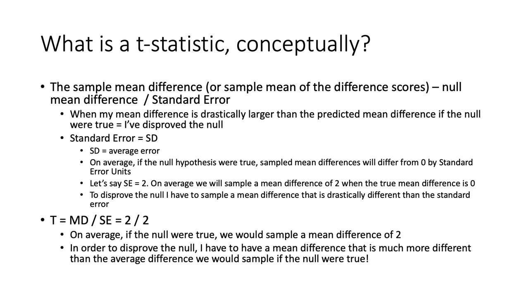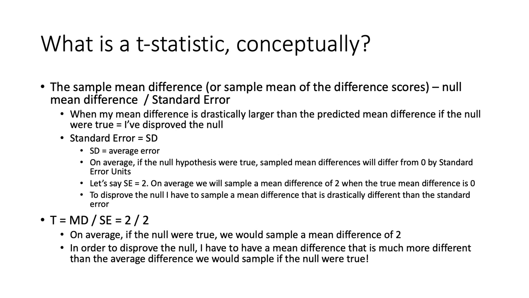Well, let's look at the formula. It's just the sampled mean difference, which is equivalent to the sample mean of the difference scores, minus the null mean difference. So if we want to disprove the null, we know we have to have a sample mean difference that is drastically different than the predicted mean difference if the null were true. We divide that difference, our sampled mean difference minus the mean difference if the null were true, by our standard error. And it's standard error where we have to really figure out what that is to understand what the t-statistic is doing.